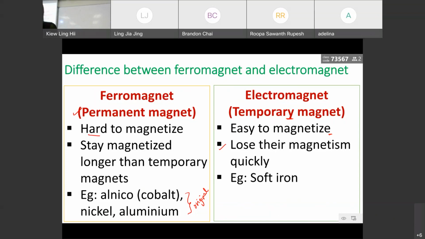And another way to build an electromagnet is by building a coil, then allowing current to pass through. This will also magnetize the wire into a magnet.